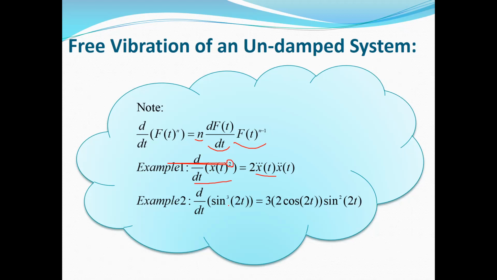The second example, here we have sine 2t cubed. This time n is equal to 3. So we will have 3 times df/dt, which is the derivative of sine 2t with respect to time, and it's equal to 2 times cosine 2t, and f(t) to the power of n minus 1, which is sine 2t to the power of 2, or squared.